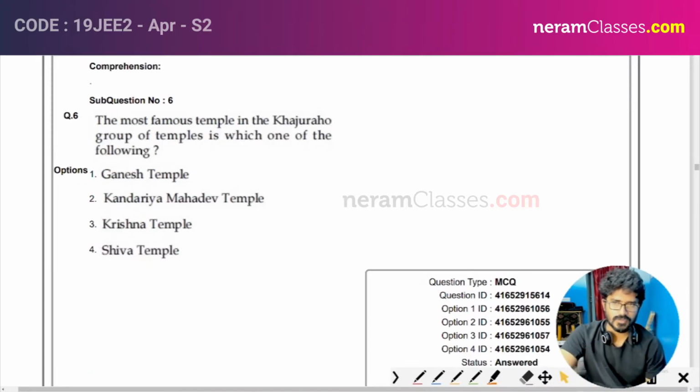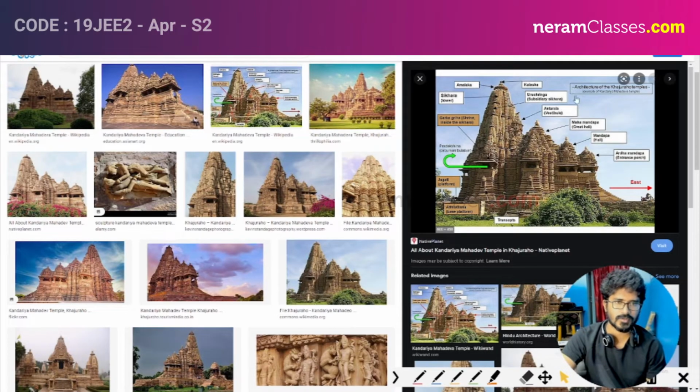Option 1. Question number 6: the most famous temple in the Khajuraho group of temples is which one of the following? Ganesh temple, Kandariya Mahadev temple, Krishna temple and Shiva temple. The Khajuraho group of temples has about 30 temples within this particular group. Here they are asking which one is the most famous among those 30 temples.